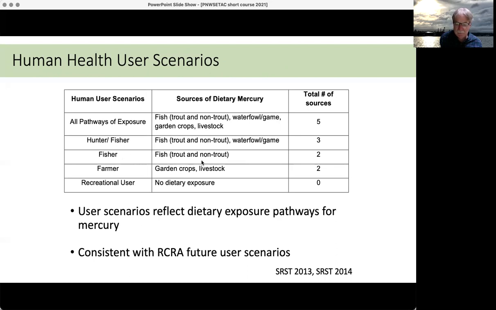The fisher, they just go fishing. They don't hunt the wildlife, the birds. Then the farmer, just two sources. And the recreational user with no dietary exposure. So there's not necessarily a source of mercury going into the diet, but there are other kinds of water quality aspects that we are dealing with.